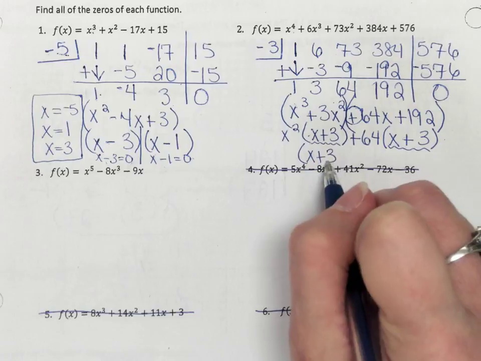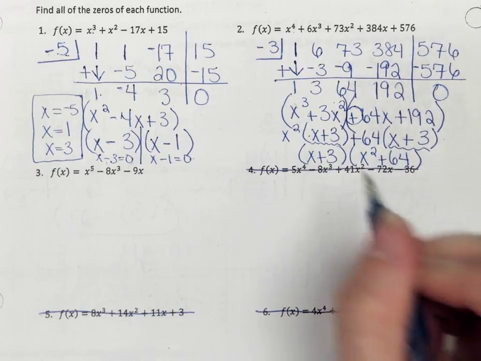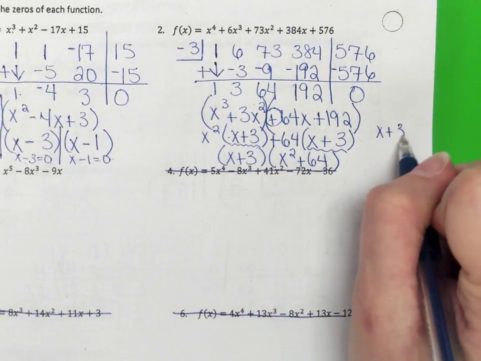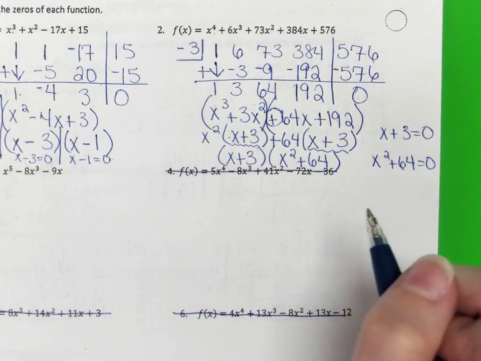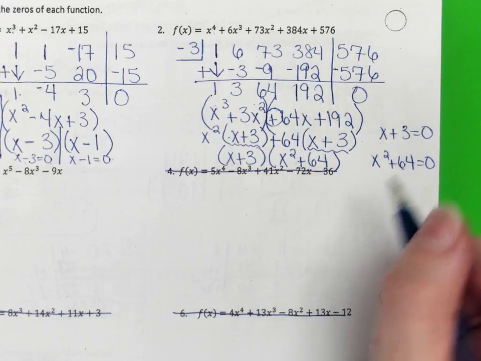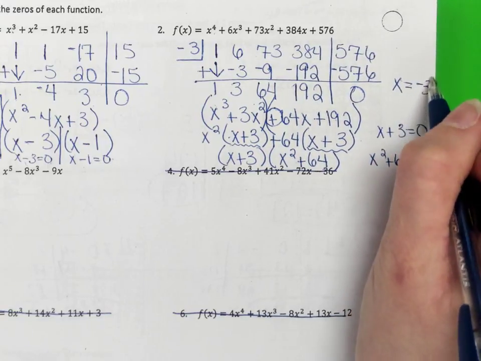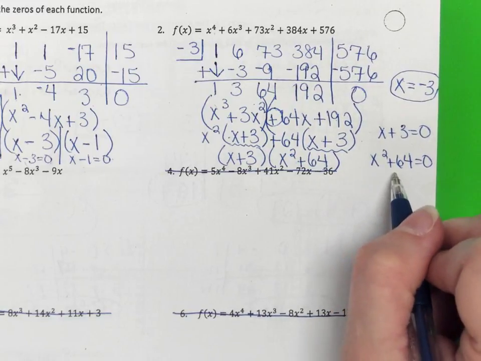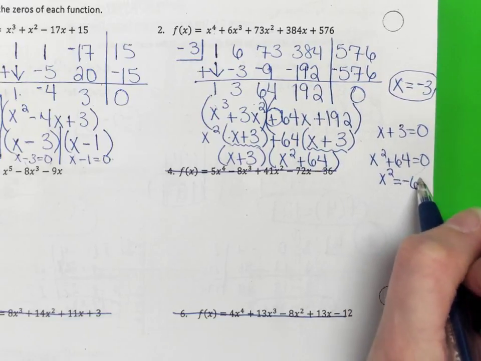So I got x plus 3. And I've got x squared plus 64. So we got to set those equal to 0. So I got x plus 3 equals 0. And I got x squared plus 64 equals 0. All right, move that 3 over. What you got? -3. Very good, which is what I knew to start with. But this is where the funky stuff's going to come in right here. Move the 64 over. You get x squared equals -64.